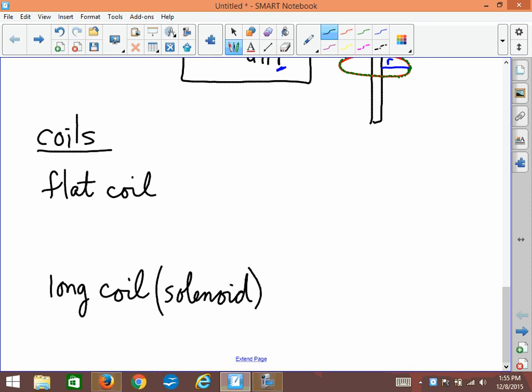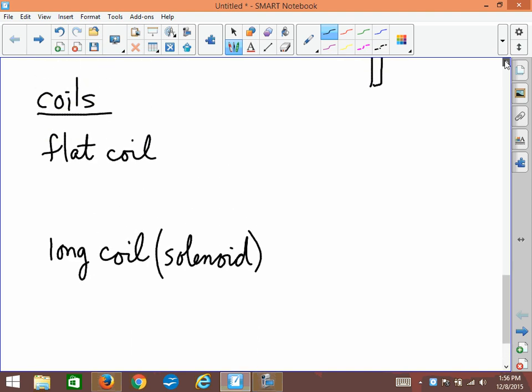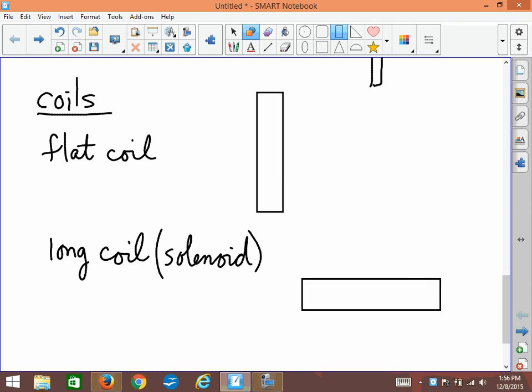Now, what's the difference between a flat coil and a long coil? Well, it's a little bit arbitrary. It's a little bit of guesswork. But let me show you the difference. I'm going to draw a flat coil. First, what I'm going to use is an imaginary sort of core here, because this core is usually just air, or it could be a metal core, it could be anything. So I'm going to show you this, which will be a flat coil, and then down here I'm going to use this to be the long coil.